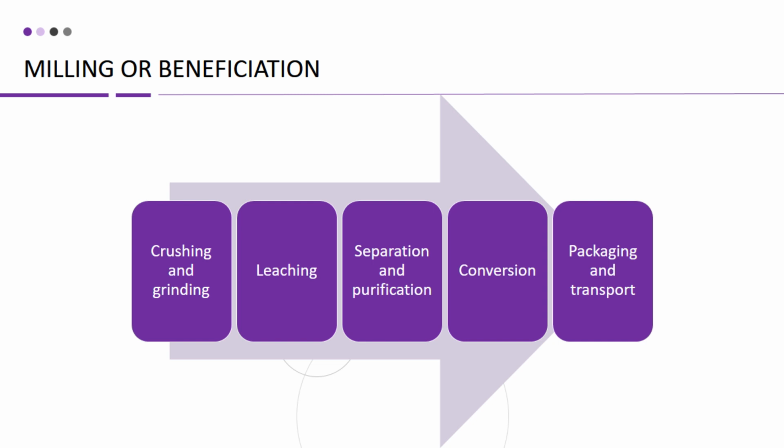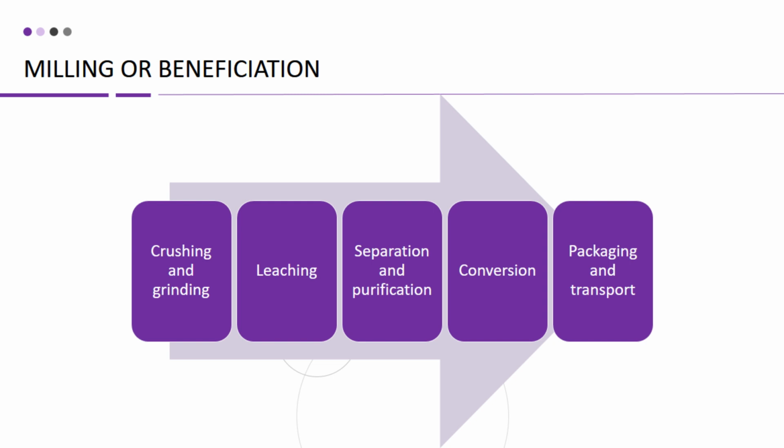The uranium ore is typically crushed and ground into fine particles using crushers and ball mills. This process helps to increase the surface area of the ore, making it easier to extract the uranium. The second step is leaching. The crushed and ground ore is then treated with a chemical solution, typically an acid, to extract the uranium from the ore. This process, known as leaching, involves dissolving the uranium from the ore into a liquid solution.